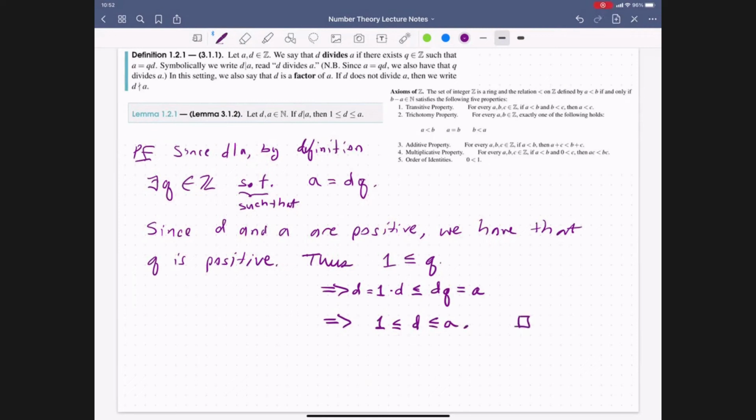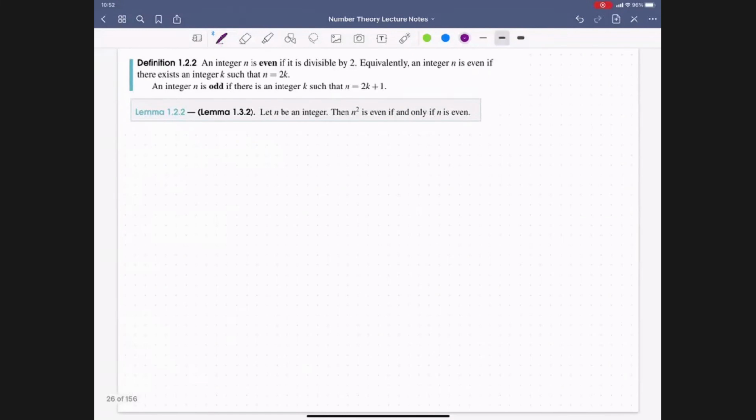Okay, let's go ahead and try another one. So here we have an integer n, and we want to prove that n squared is even if and only if n is even. So proof.